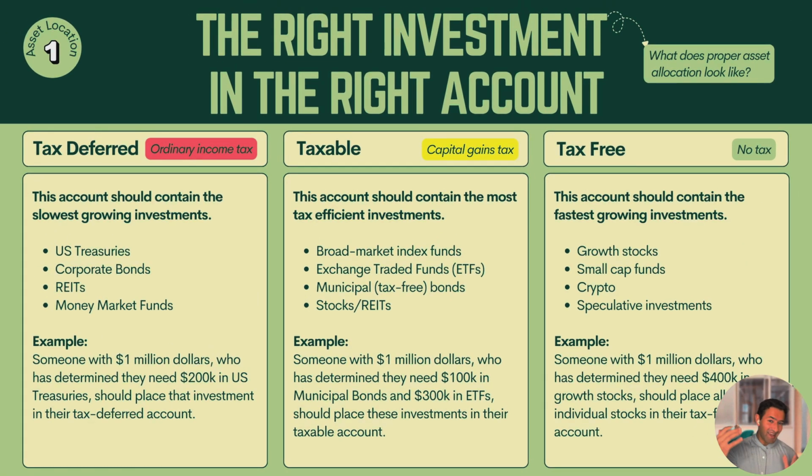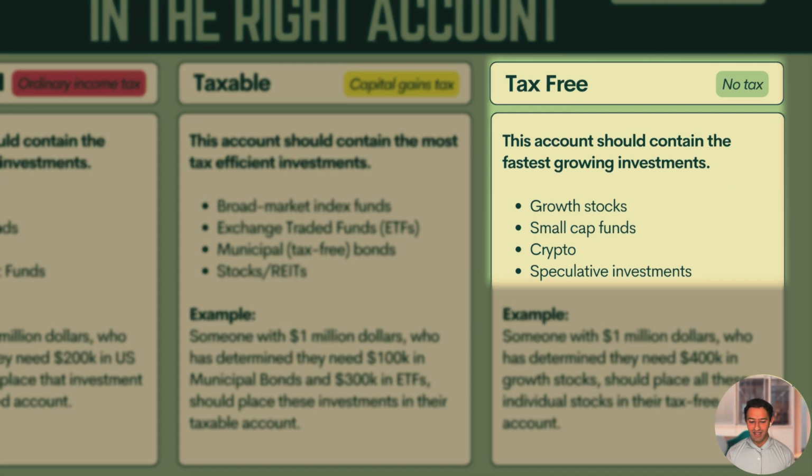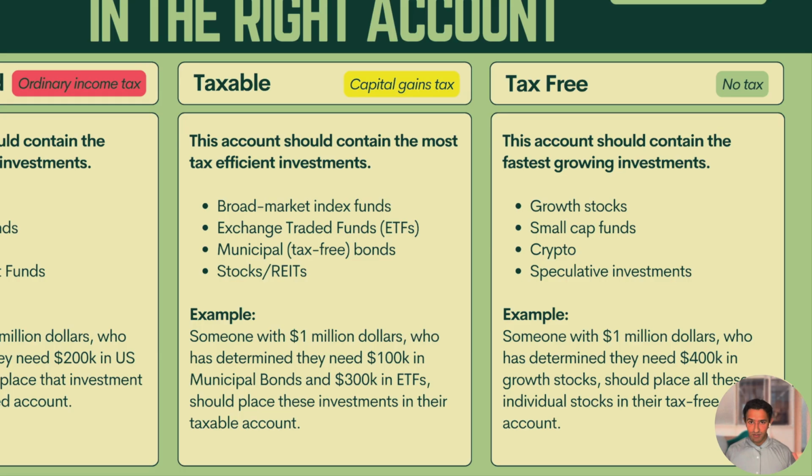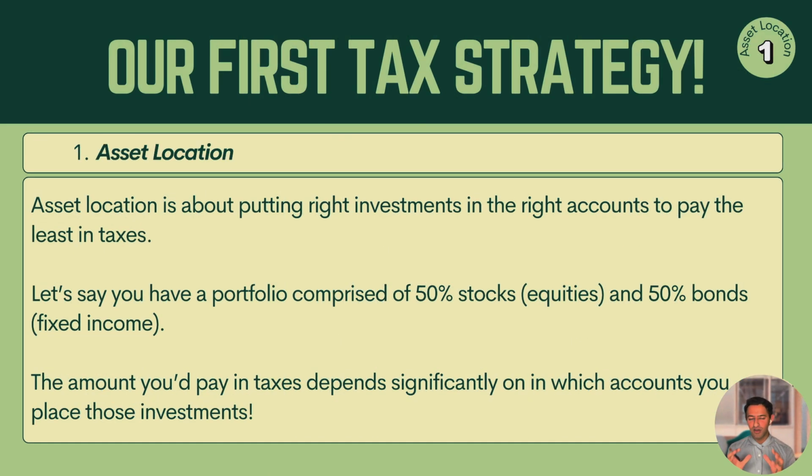And in our Roth accounts, our tax-free accounts, those are the accounts that we want to put our fastest growing investments in. So our growth stocks, our small cap stocks, if you own crypto, speculative investments, those are the types of things that you want to put in the Roth account, because if they go up dramatically, you don't pay any tax on those. You don't want to take those and put them in your tax deferred accounts where if they go up a lot, a quarter of those gains are just going to get taken away from taxes. We don't want to do that. So asset location is very important. It's putting the right investments in the right investment accounts to minimize your overall taxes and maximize your after-tax gains.